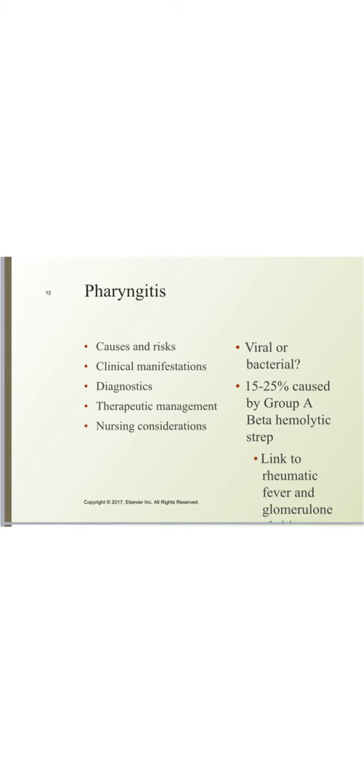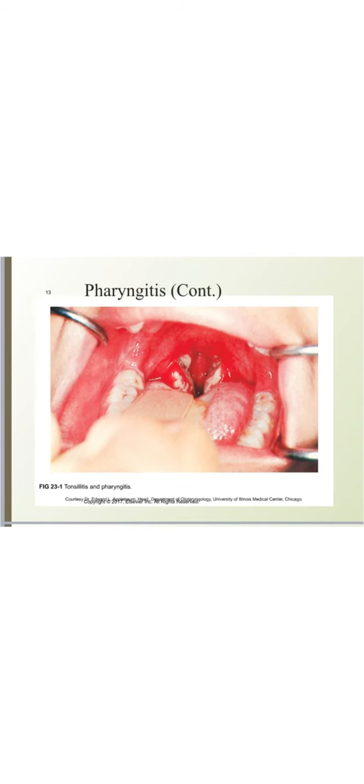Some things that they can also do is warm saline gargles and cough suppressants and lots of fluids. Okay. If group A strep throat isn't well treated, it can turn into rheumatic fever. This is the nice tonsillitis pharyngitis right there, nice inflamed tonsils, and then you can see the white exudate, that is the pharyngitis. That could very well be the bacterial form.